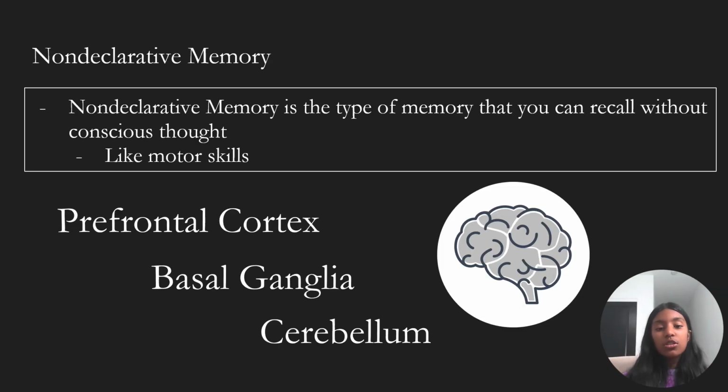Non-declarative memory. So non-declarative memory is a type of memory that you can recall without conscious thought. One example of this is motor skills. On this slide, I listed 3 different brain regions that are important for motor skills: the prefrontal cortex, the basal ganglia, and the cerebellum. So the prefrontal cortex is crucial because it plays a role in higher order cognitive functions. The basal ganglia is important for complex body movement, and the cerebellum is involved in balance and coordination.